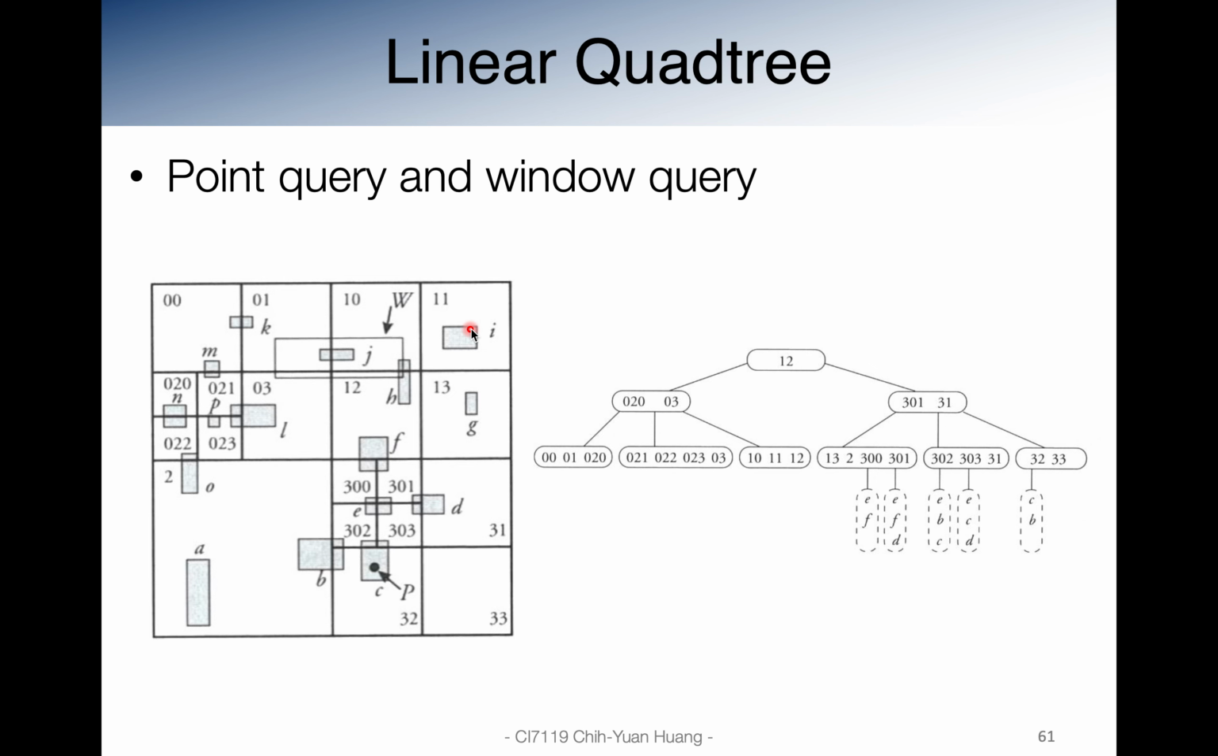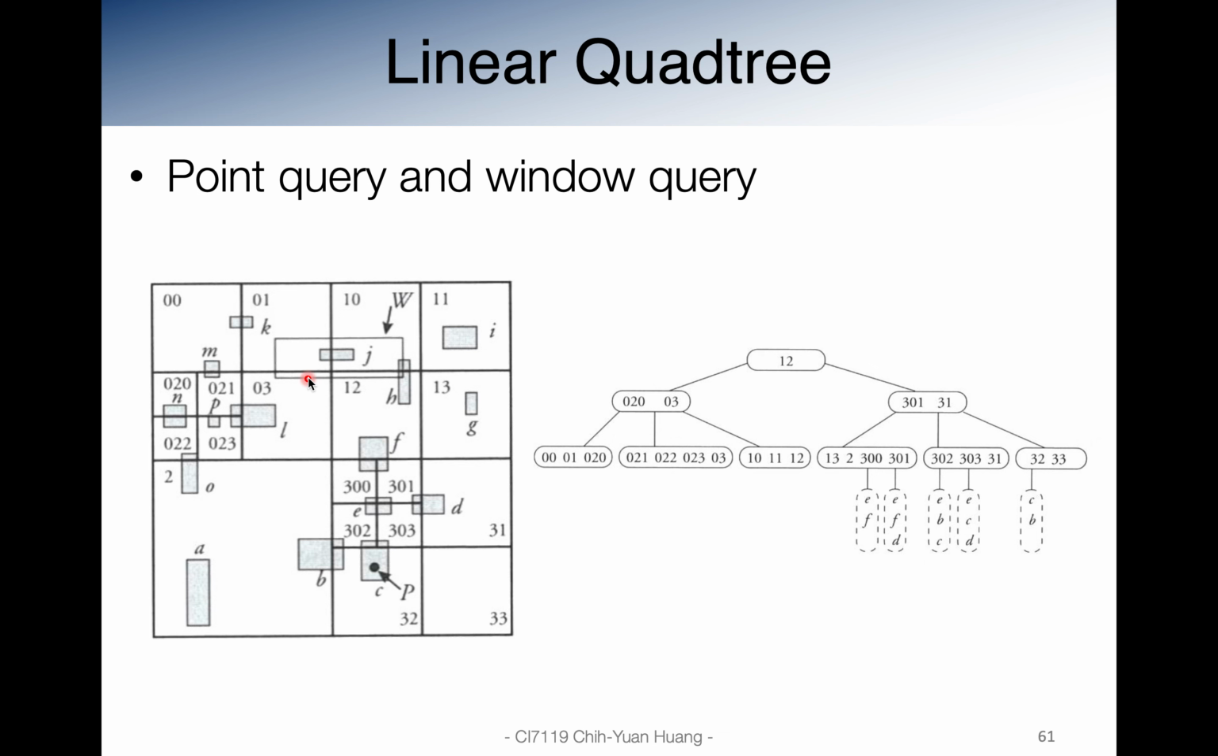But because you convert the two-dimensional cells to the one-dimensional order, these are, you can say, the necessary loss in terms of performance. So yeah, that's basically how the linear quadtree supports the window query.